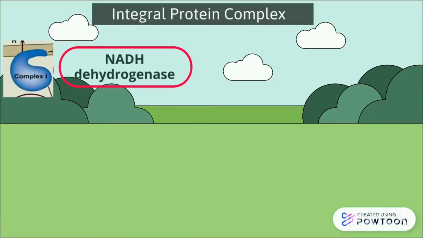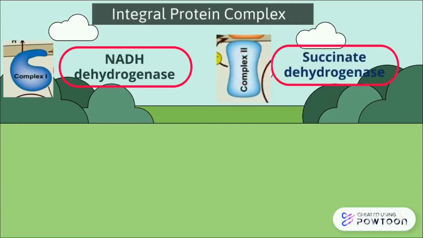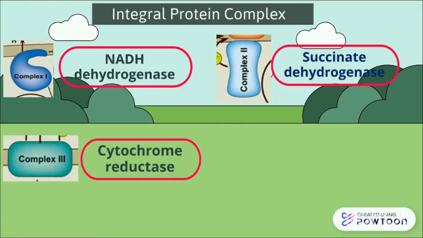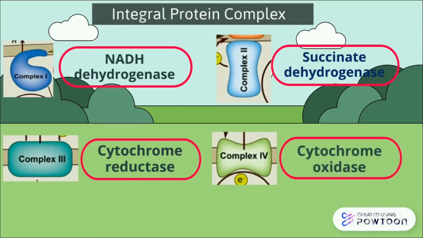Protein complex 1 is a large enzyme complex. Next, protein complex 2 is the only membrane-bound enzyme in the citric acid cycle. Then, protein complex 3 has a beautiful dimeric structure. Last but not least, protein complex 4 is a large enzyme of the inner mitochondrial membrane.